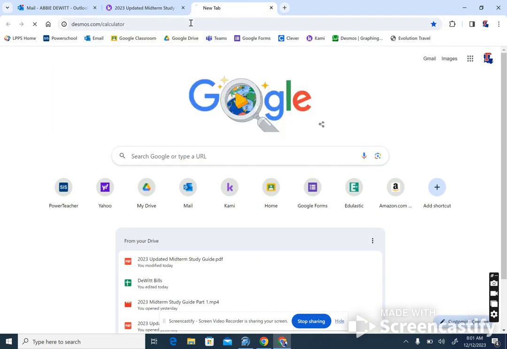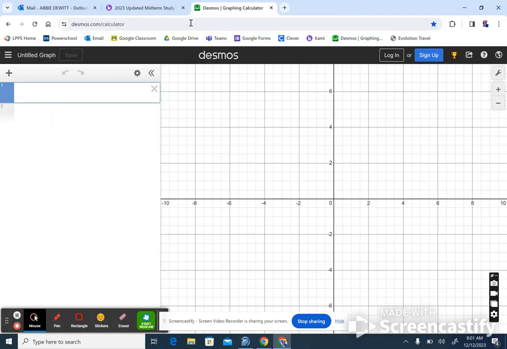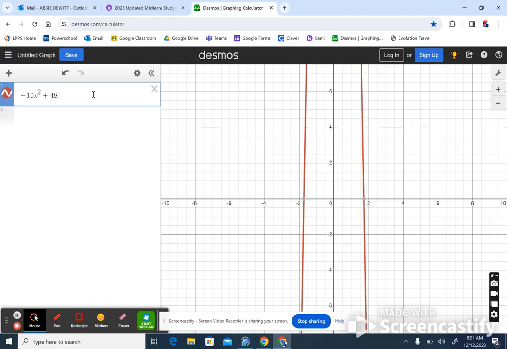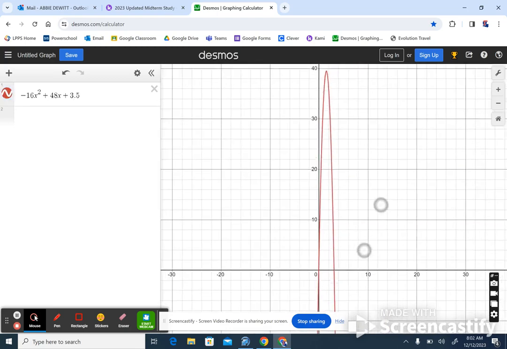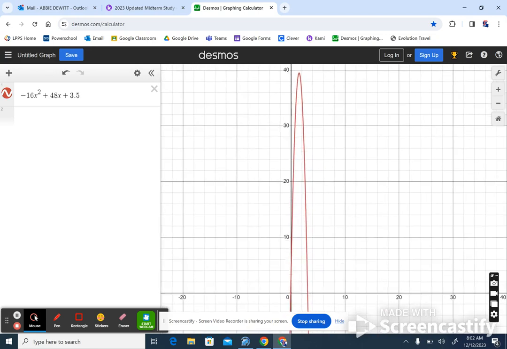Now, if you look in that function that's given to you, you see h of t and t. You cannot type in any variable other than x into Desmos. So I'm going to type in negative 16x squared plus 48x plus 3.5. And here's my graph that represents the baseball being thrown. So it says that it's being thrown from a height of 3.5. So if you click and hover over this graph, you'll see that the y-intercept is 3.5.